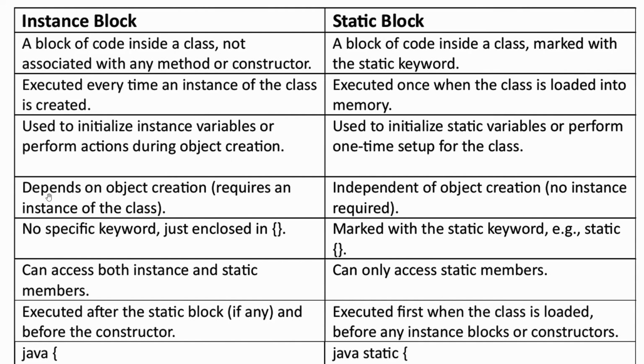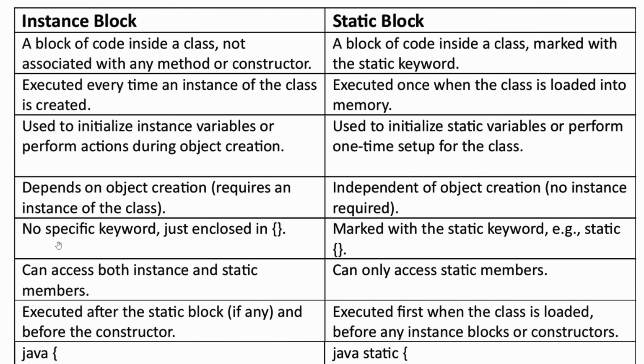The next point is that an instance block depends on the object creation, while a static block is independent of the object creation. For executing the instance block, we need to create the object for the class. And in the static block, we are not required to create the object for the class. The instance block deals with the object and the static block deals with the class. So that is why the static block is independent and the instance block is dependent.